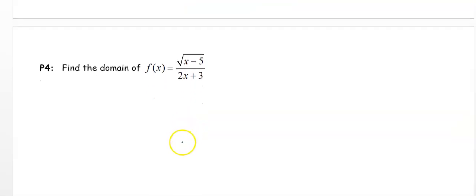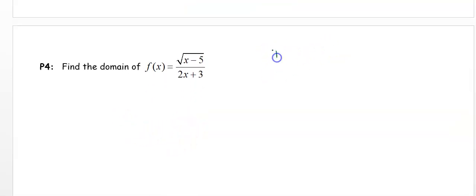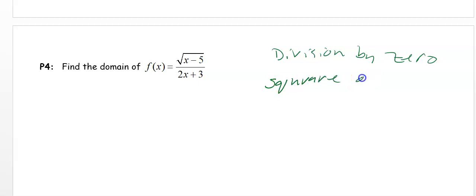This has a couple of things going on. Remember, the two things I need to investigate is division by 0. I can't have that happen. And I can't have, well, in this case, I have a square root, so square root of a negative. So both of those could happen here if I put the wrong number in for x. I want to find out what those wrong numbers are so I can keep them out. So let's look at division by 0 first.